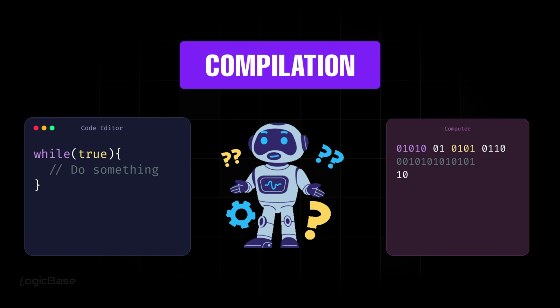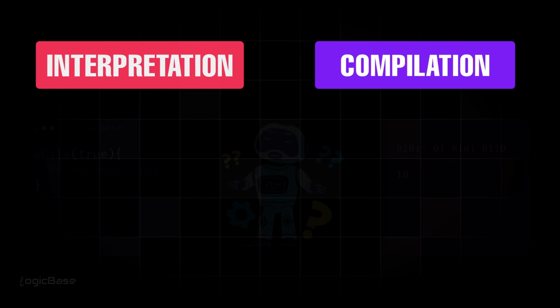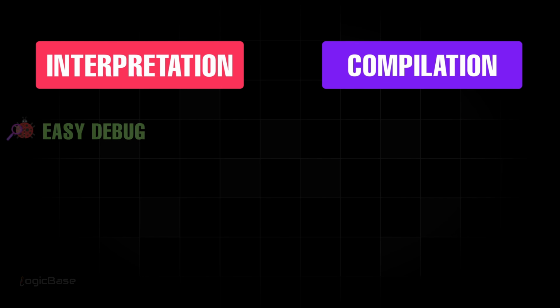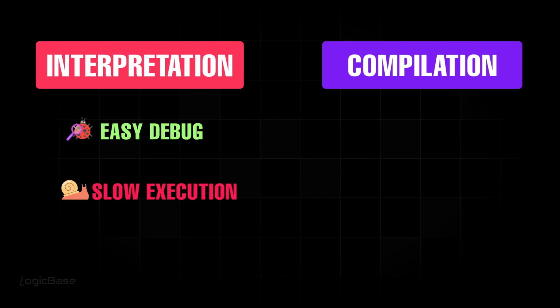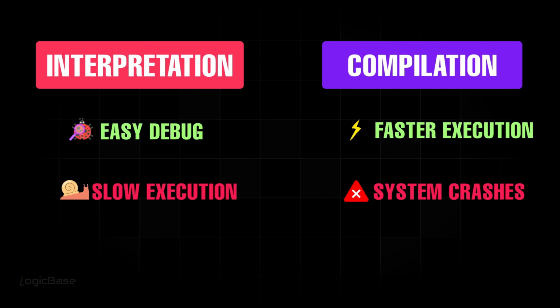bug. To find that out, we have to run the program first, and only then can we detect where the problem is. In short, with interpretation, we had the advantage of easy debugging but slower execution. On the other hand, compilation gives us speed, but makes debugging difficult and increases the risk of system crashes.